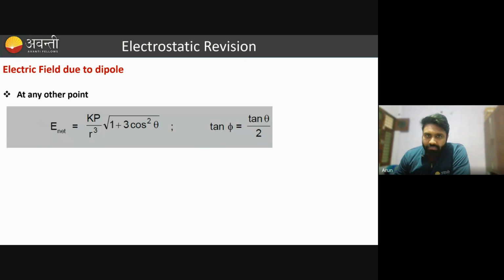Now we will take any general point. This is the dipole, minus q and plus q, and there is a point here which is not on the perpendicular bisector and not on the axial position. It is at an angle theta from the center of the dipole. This is point P. For that particular point, the net electric field is given by kP over r cube times the square root of 1 plus 3 cos square theta.